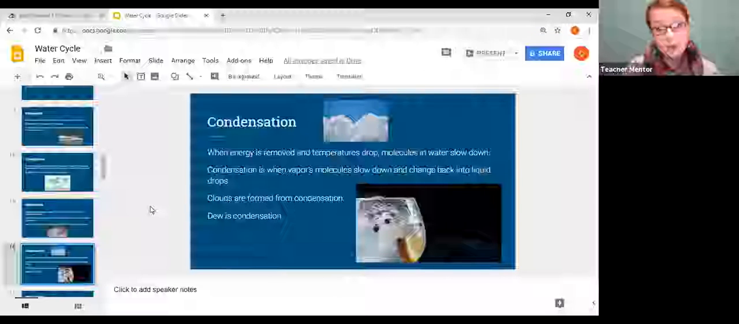Okay, so now we have condensation. So condensation is where we are going to remove energy.